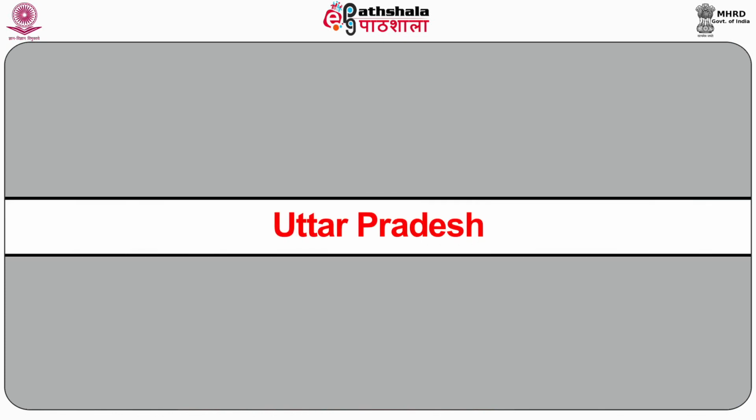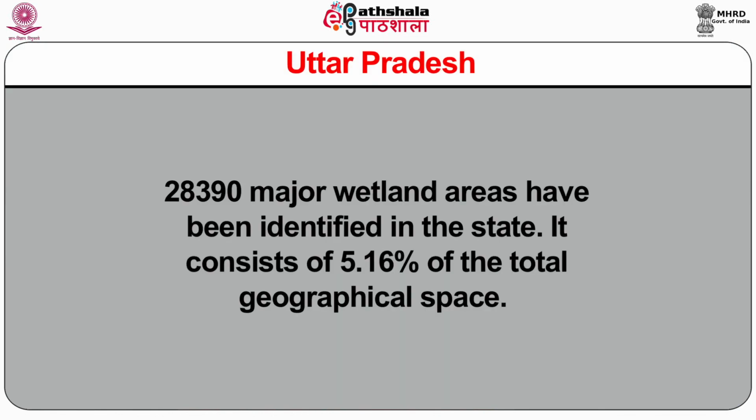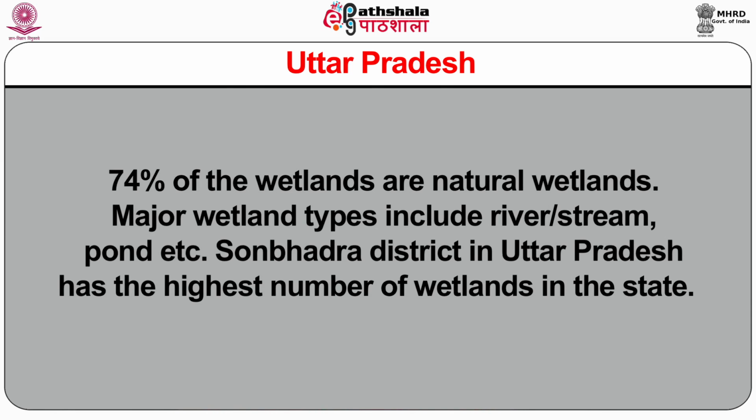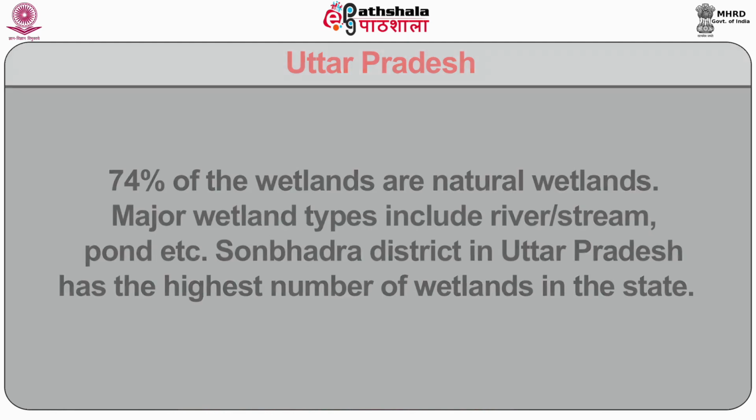Uttar Pradesh. 28,390 major wetland areas have been identified in the state. It consists of 5.16% of the total geographical space. 74% of the wetlands are natural wetlands. Major wetland types include river, streams, pond, etc. Sonbhadra district in Uttar Pradesh has the highest number of wetlands in the state.